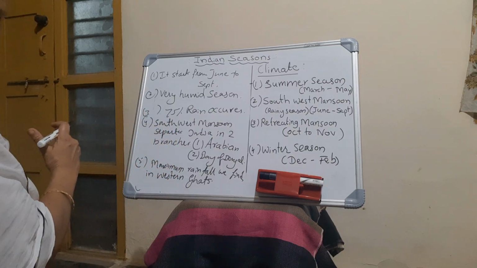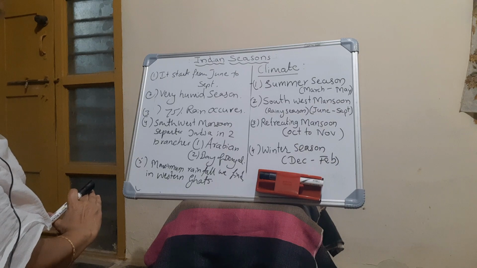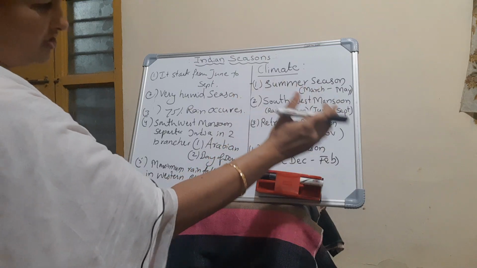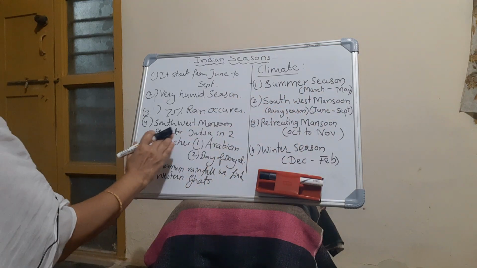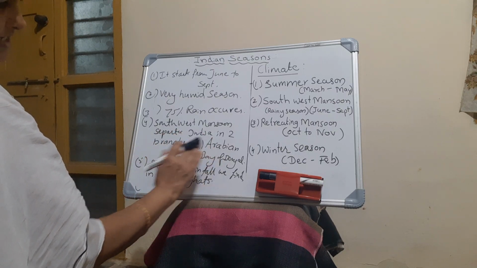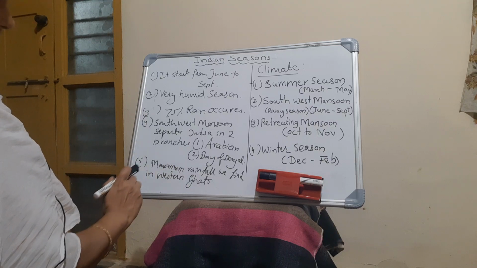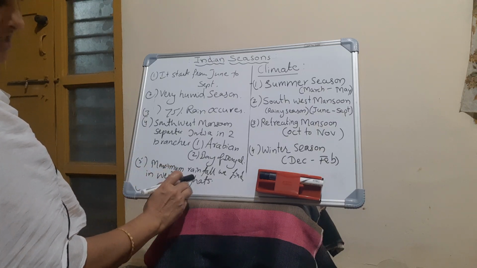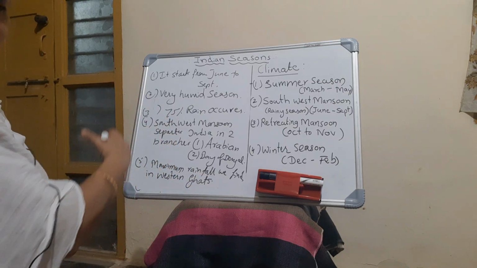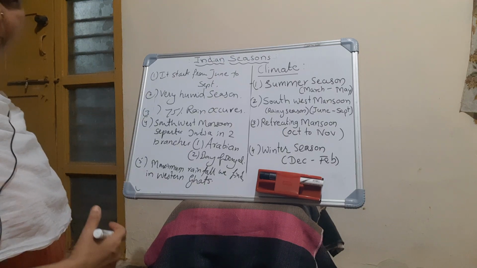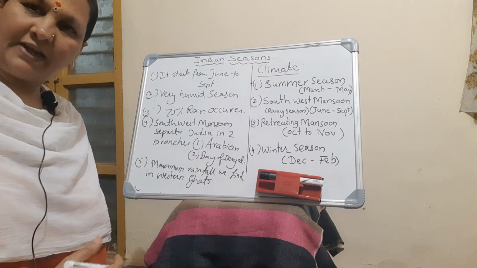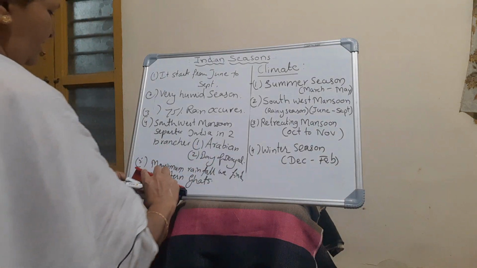The Arabian branch comes to the western part, and the Bay of Bengal branch comes from the eastern part. So the southwest monsoon separates India into these two branches. Fifth, maximum rainfall is found in the Western Ghats. The rain starts in the Western Ghats, where trees and forests are more. There we find rain. Now let us come to the sixth one after the fifth.